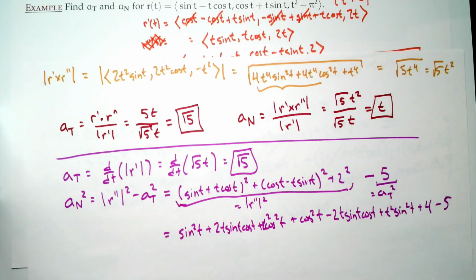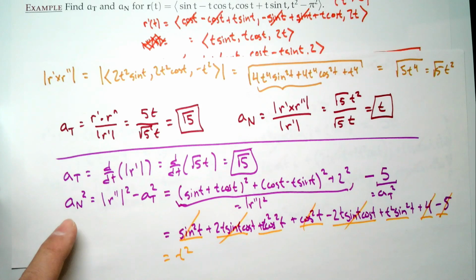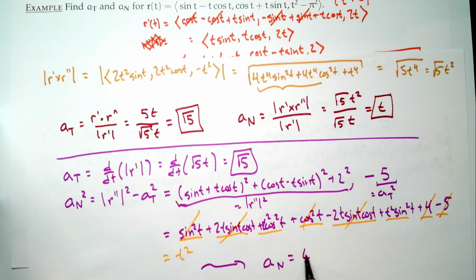Now, we hope a lot that things will simplify. Sine squared plus cosine squared, 1 plus 4, 5 minus 5, they all cancel out. 2t sine t cosine t minus 2t sine t cosine t, 0, cancel out. t squared cosine squared plus t squared sine squared, t squared. Okay, now that's not a sub n, that's a sub n squared. So how do I get a sub n at the end? Square root. So a sub n is t.